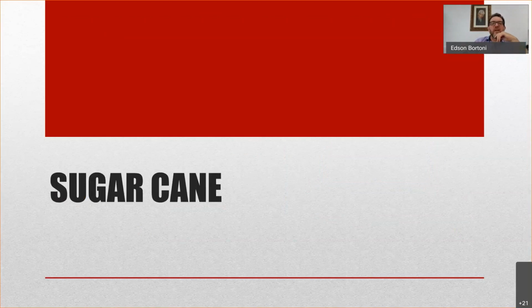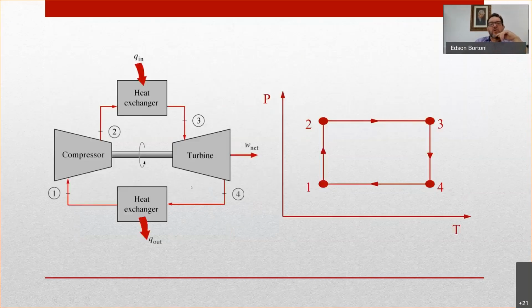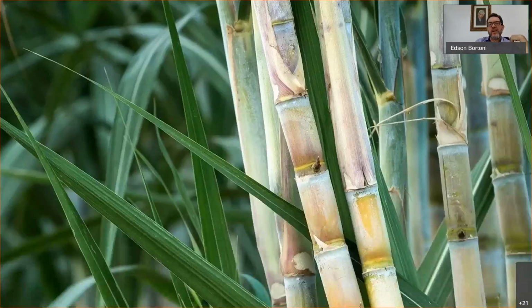So I said here in this Rankine cycle that it doesn't matter where the heat comes from. So we have here the sugar cane. The sugar cane is a fantastic vegetal because it has very long leaves that cover a big area, so you can get energy from the sun for photosynthesis.